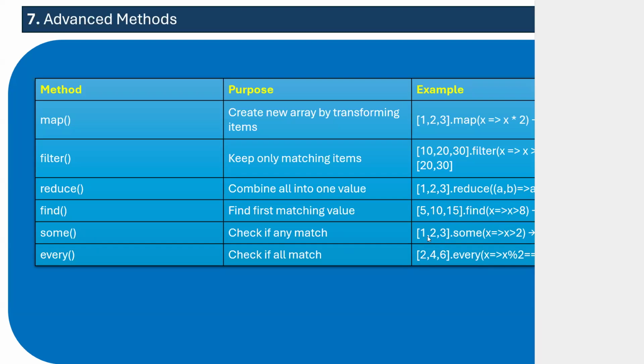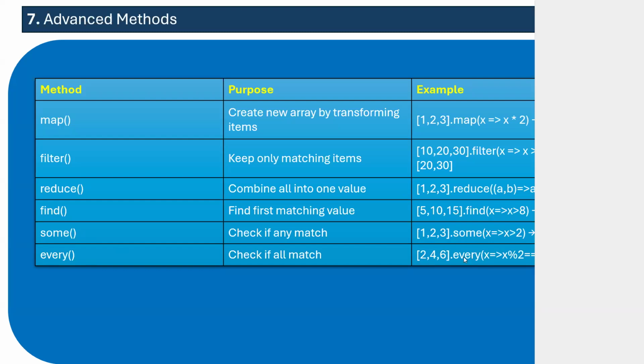Let's assume you have elements 1, 1, 1. The result will be Boolean. Your sum and every return Boolean values. I hope everyone is clear on sum.